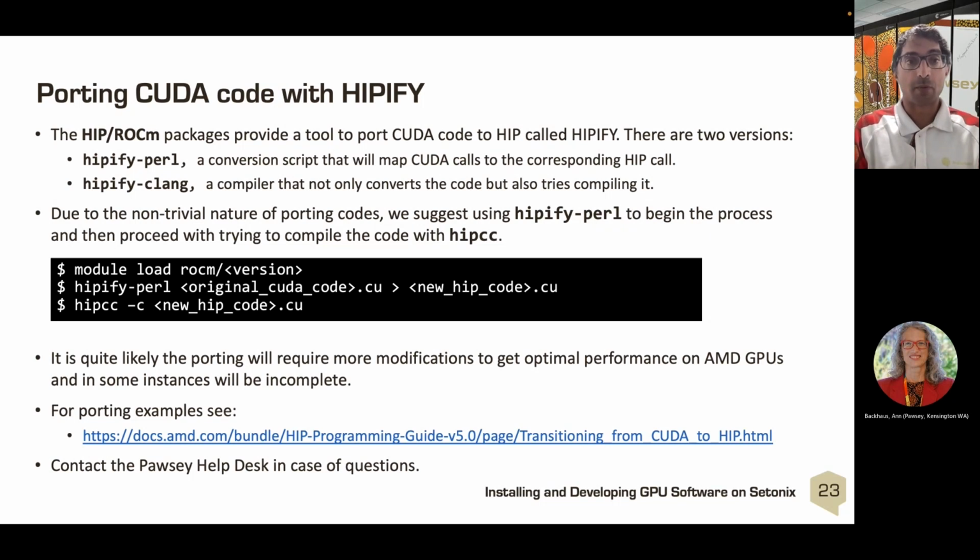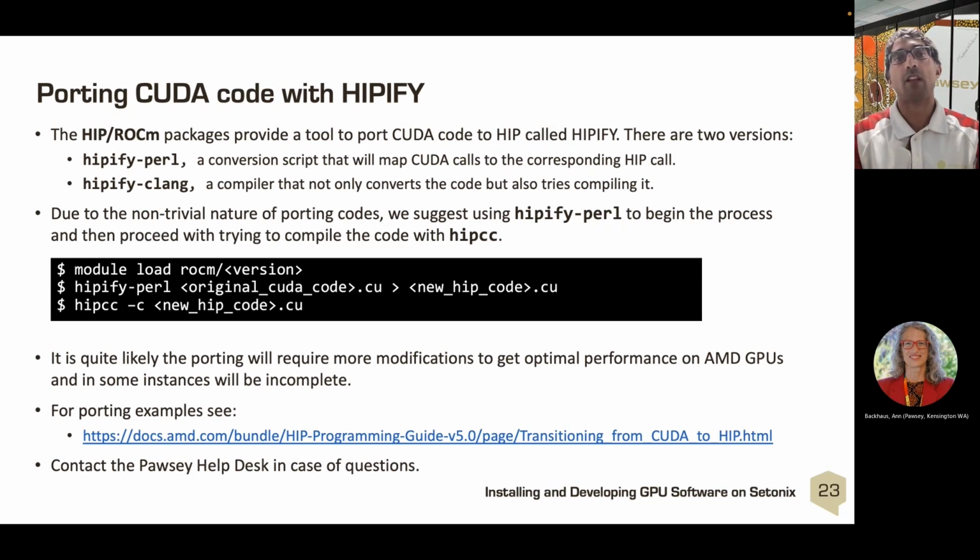And so here's an example where I've loaded the ROCm module, I HIPIFY Perl the original CUDA code, and then I pipe it to a new file that also has the .cu as the suffix, and then compile that code. It's quite likely that porting code will require more modifications, particularly to get optimal performance on AMD GPUs, and in some senses might be incomplete.